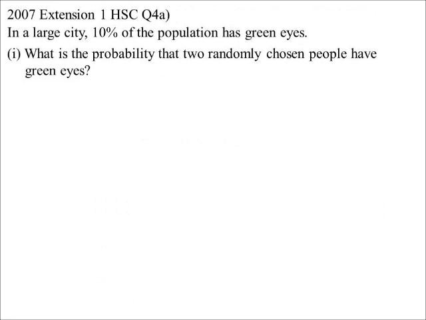2007. We know that in a particular city, 10% of the population has green eyes. What's the probability that 2 randomly chosen people have green eyes? Well, now it's just, 2 green, they're both green, so 0.1 times 0.1, 0.01.